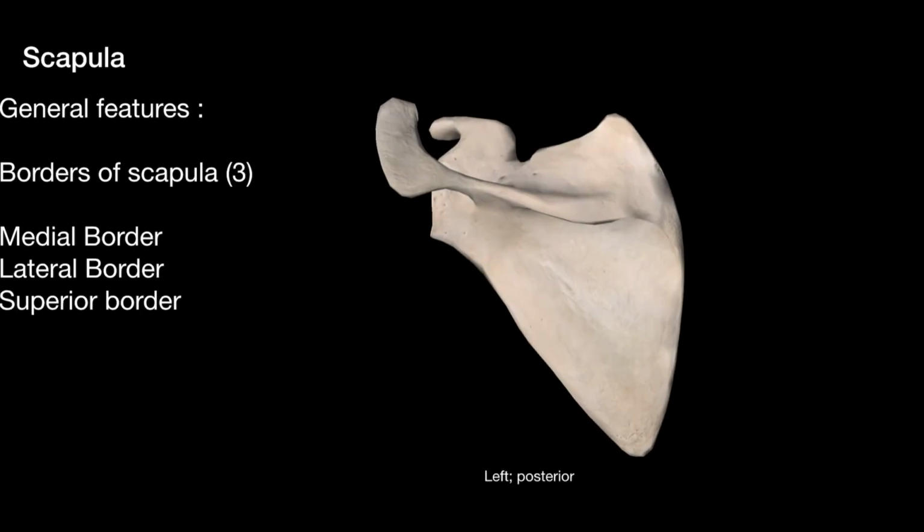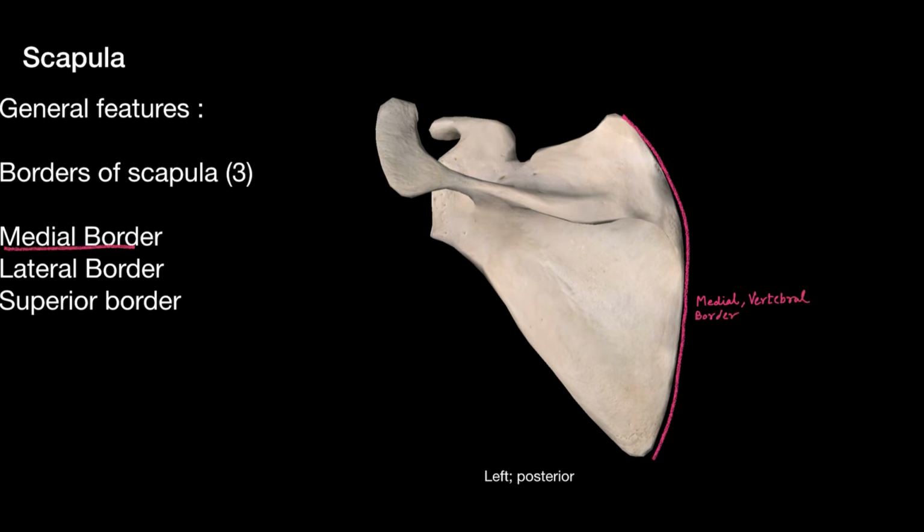Another topic is borders of scapula. Scapula has three borders: medial border, lateral border, and superior border. The medial border is also called vertebral border because it is near to the vertebra. It is the longest border. It extends from the superior angle to inferior angle.